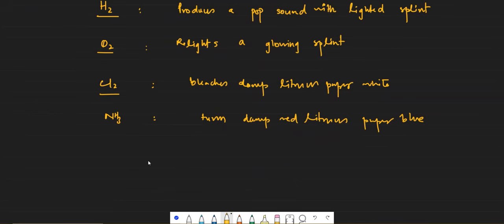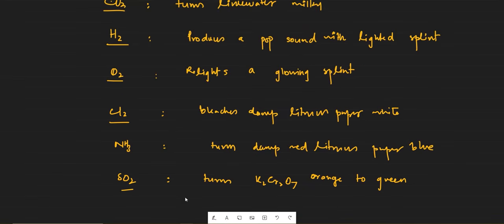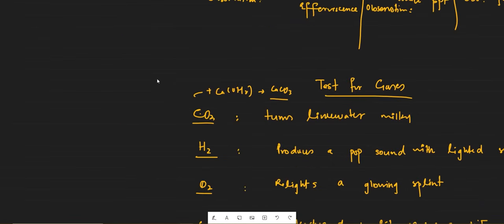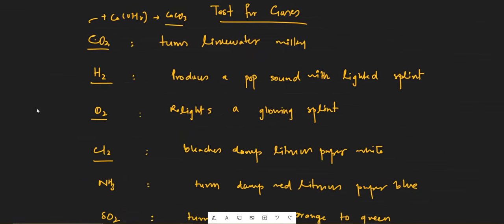There's another one that is sulfur dioxide. Sulfur dioxide turns acidified potassium dichromate from orange to green. The change of potassium dichromate from orange to green means that potassium dichromate is getting reduced, which means that SO2 must be a reducing agent. Okay, so these are the tests for gases. That's all you need to remember from this chapter. There are tests for cations, there are tests for anions, and then there are tests for gases.